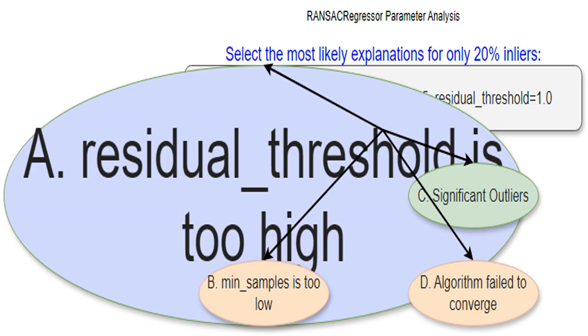I believe this is a possible explanation. A high residual_threshold allows points to be considered inliers even if they're far from the best fitting line. A more restrictive threshold might result in more points being accurately classified as inliers. Let's see if this is the case.